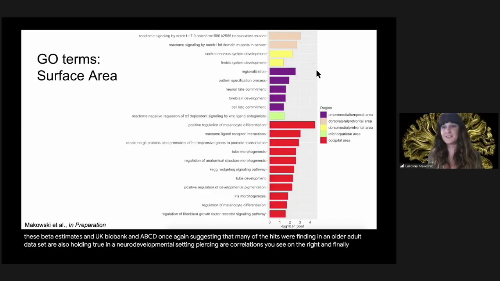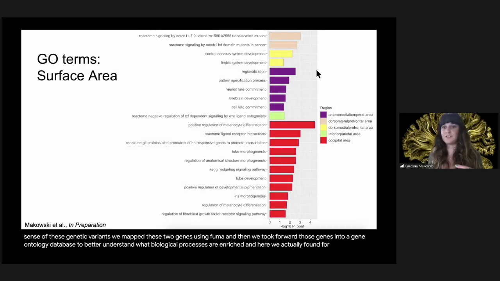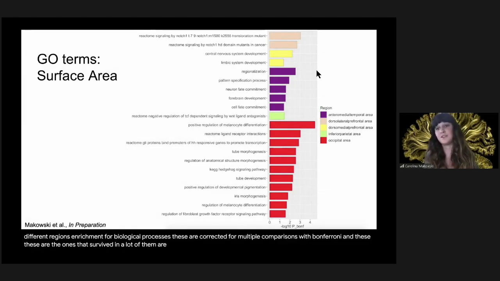And finally, to make sense of these genetic variants, we mapped these to genes using FUMA, and then we took forward those genes into a gene ontology database to better understand what biological processes are enriched. And here we actually found, for several different regions, enrichment for biological processes. These are corrected for multiple comparisons with Bonferroni. And these are the ones that survived, and a lot of them are associated with brain development, not surprising.